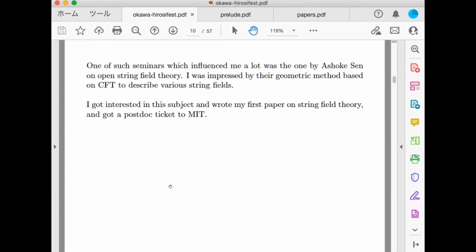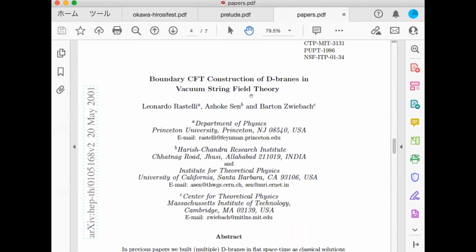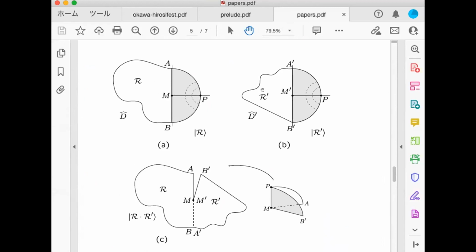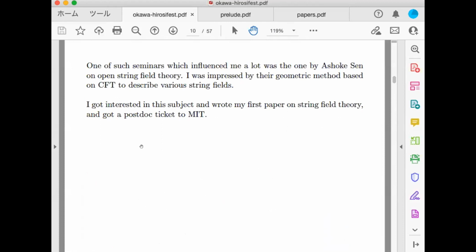One of the seminars which influenced me a lot was the one by Ashoke Sen on open string field theory, because I was really impressed by the geometric method to describe the string fields using the CFT technique. This is one description of the string states, this is another one, and this is a description of the string products and so on. I was really impressed. So I got interested in the subject, and I wrote my first paper on string field theory. And I think it is nice, and it got me the postdoc ticket to MIT.